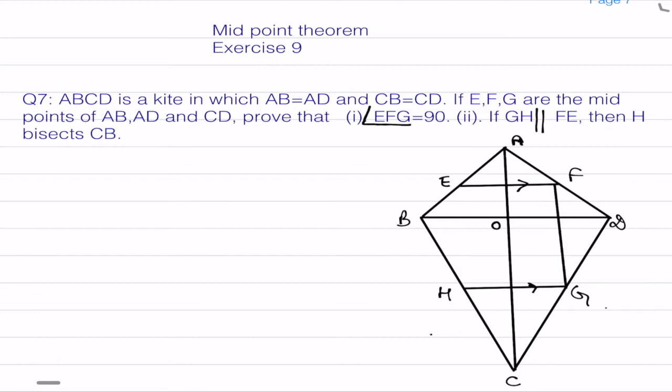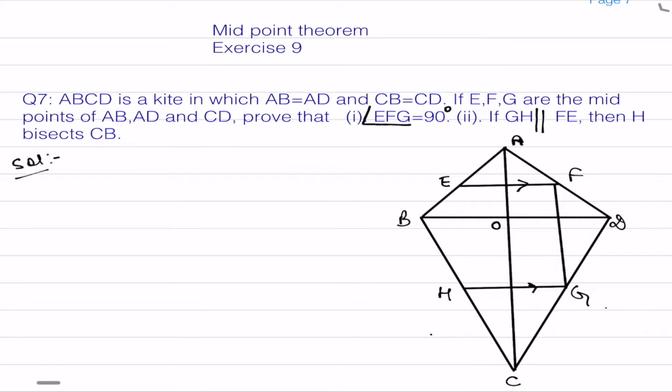ABCD is a kite in which AB is equal to AD and CB is equal to CD. This is the property of the kite that their adjacent sides are equal. And they have given E, F, G are the midpoints of AB, AD and CD, and we have to prove that angle EFG is 90 degrees. And second part, if GH is parallel to EF, then prove H bisects CB. H bisects CB means H is the midpoint of BC. So we'll start with the question.